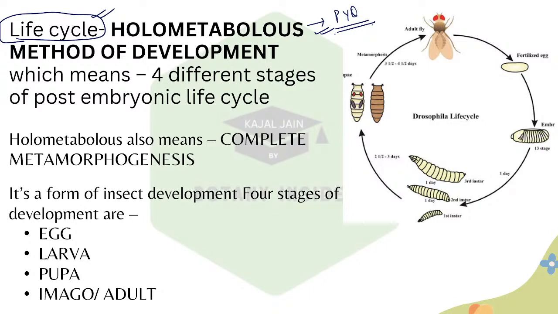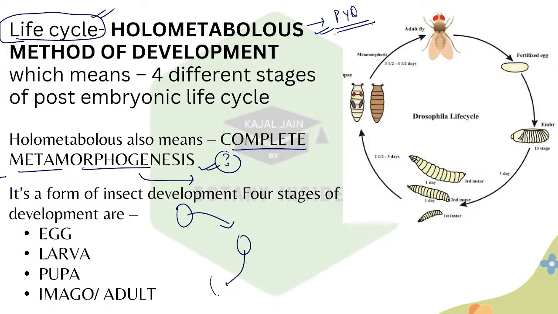First thing first, what do you mean by holometabolous? Holometabolous also means complete metamorphogenesis. What do you mean by metamorphogenesis? Morphogenesis means, morpho means morphology, genesis means synthesis. Complete metamorphogenesis means that from the first stage, the initial structure of the body, it gets completely changed into an entirely different form in the final or adult form of the Drosophila. So holometabolous means there's a complete metamorphogenesis occurring in the body, and there are four stages in total.